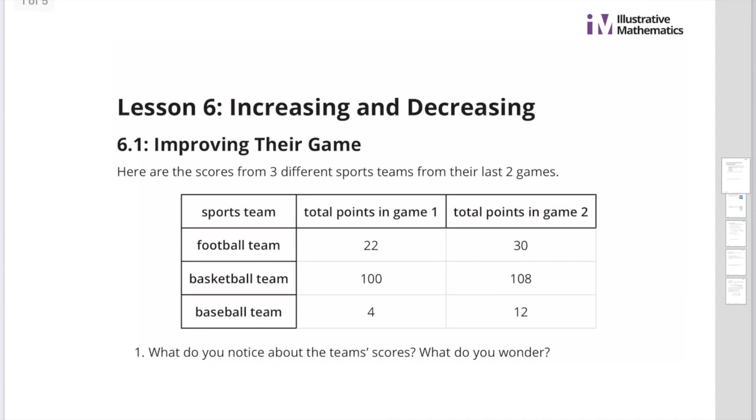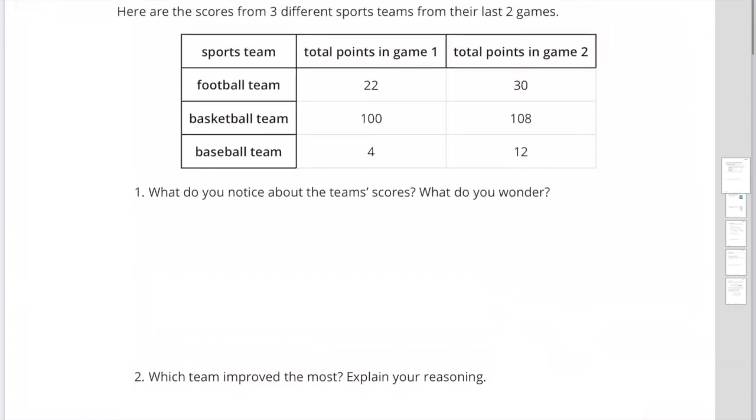Okay, lesson 6. We're moving to percents, percent increase, and percent decrease. So 6.1 gives us three different sports teams and their scores from their last two games. We have the football team, the basketball team, and the baseball team. This is what their total points were, or runs for baseball, in their previous two games. What is something that you notice about the teams' scores? And what is something that you wonder? Which team improved the most? And explain your reasoning for that.